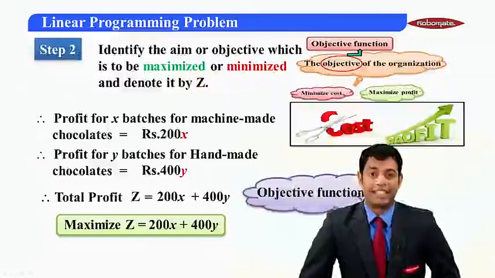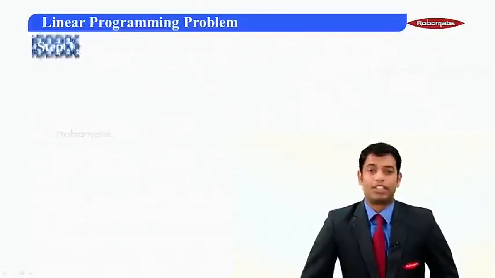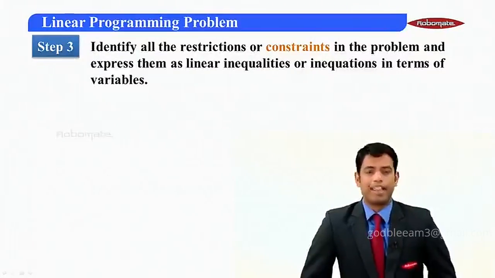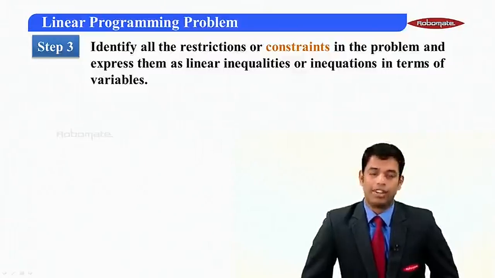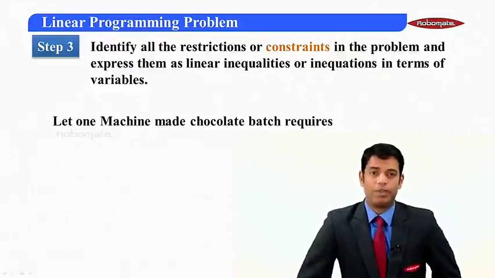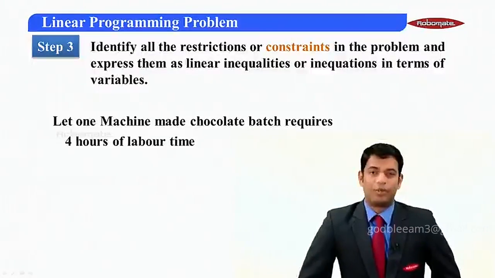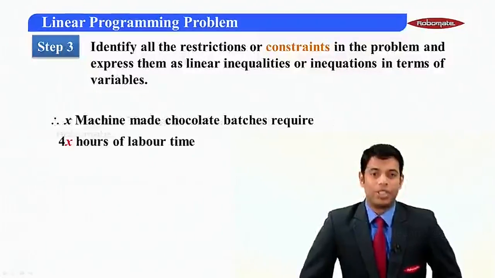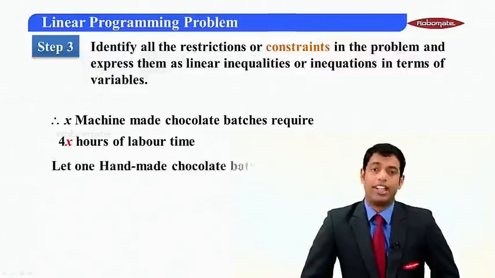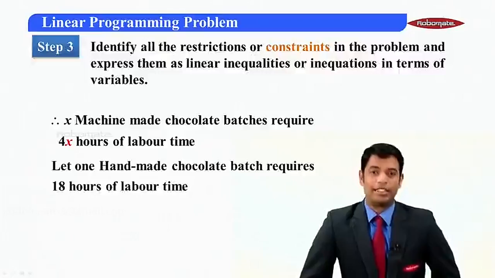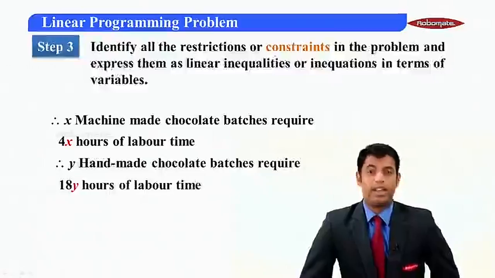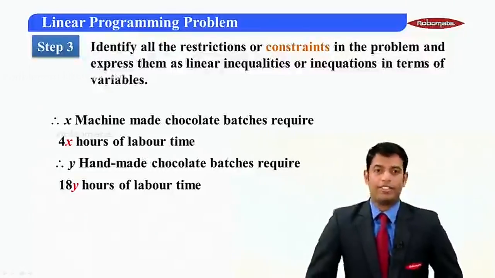Now we will move to the next step, that is step 3. Step 3 deals with identifying all the constraints in the given problem and expressing them as linear inequalities or inequations. Let one machine-made chocolate batch require 4 hours of labor time. So obviously x machine-made chocolate batches require 4 into x hours of labor time. Similarly, if one handmade chocolate batch requires 18 hours of labor time, then y such handmade batches require 18 into y hours of labor time.